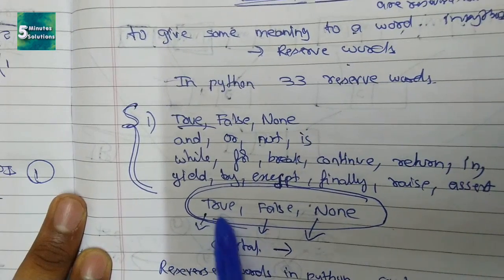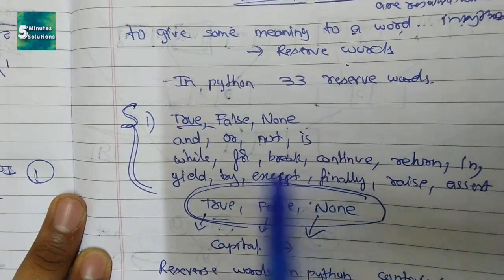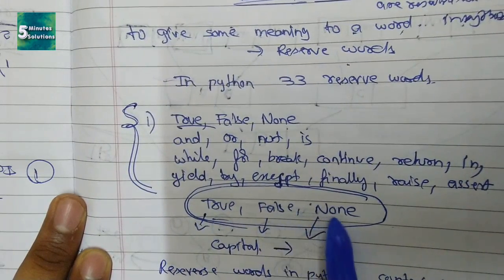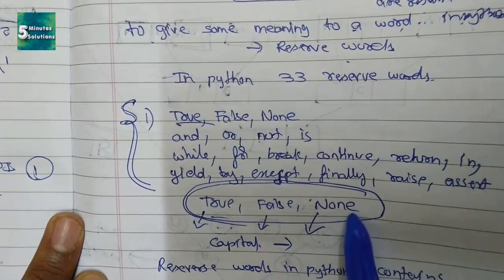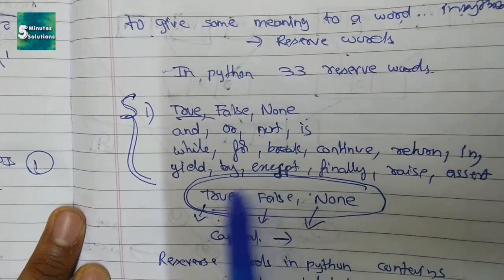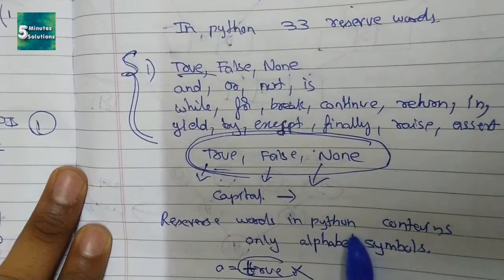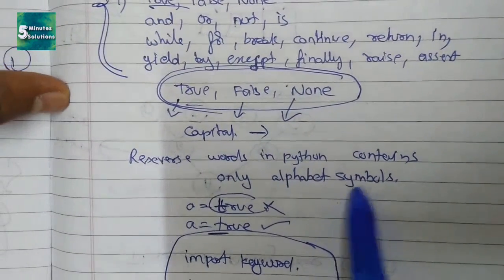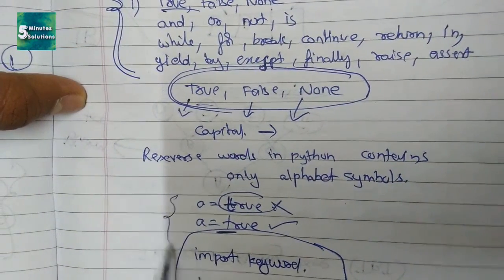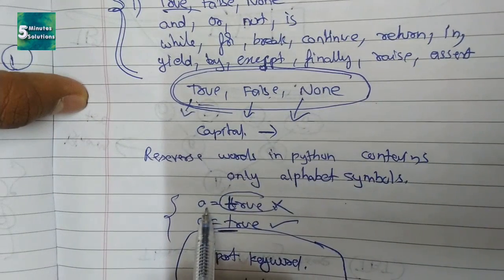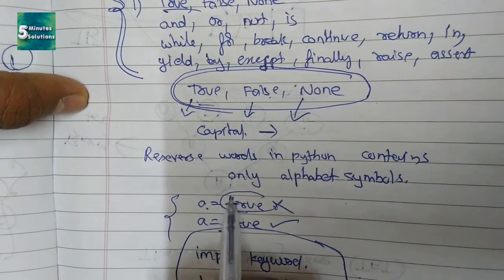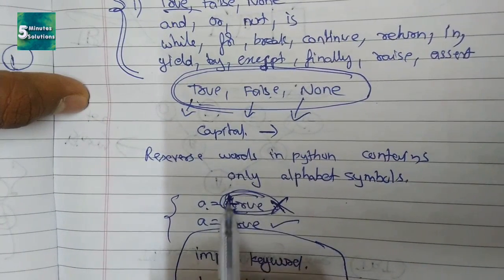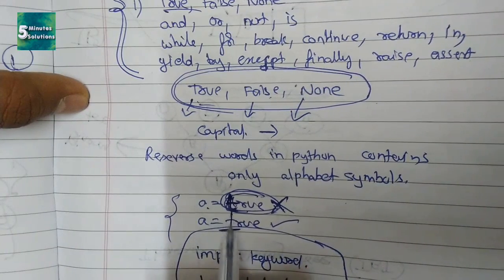For example, True, False, and None should always be capital. If you write true or false or none in small letters, it will give an error. Okay, it should always be capital. And reserved words in Python contain only alphabet symbols. Let's take a small example of this. For example, a is equal to true, where t is small. It will give an error because it should not start with small. It should always start with a capital.